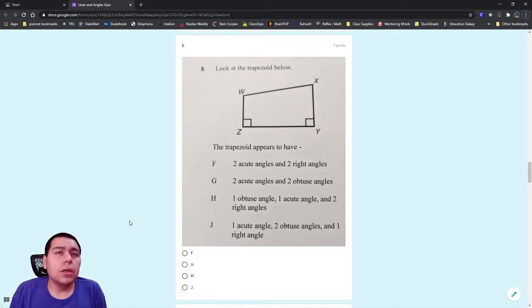Question 8. Look at the trapezoid below. The trapezoid appears to have F, 2 acute angles and 2 right angles. G, 2 acute angles and 2 obtuse angles. H, 1 obtuse angle, 1 acute angle, and 2 right angles. J, 1 acute angle, 2 obtuse angles, and 1 right angle.